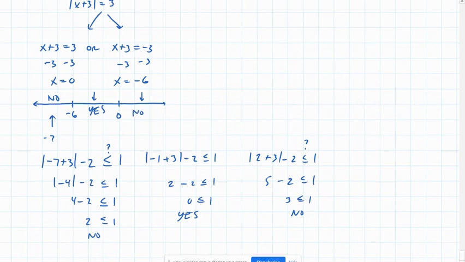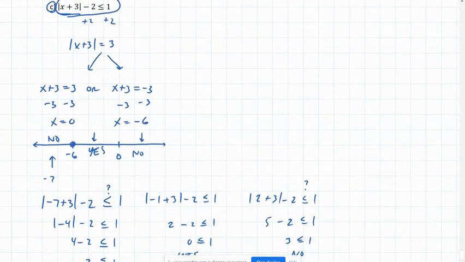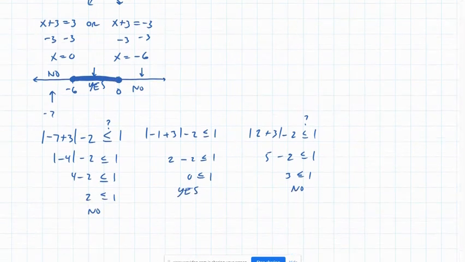So our yes region is everything in between -6 and 0. So we get everything here. And so our solution then is x can be anything in between -6 and 0.